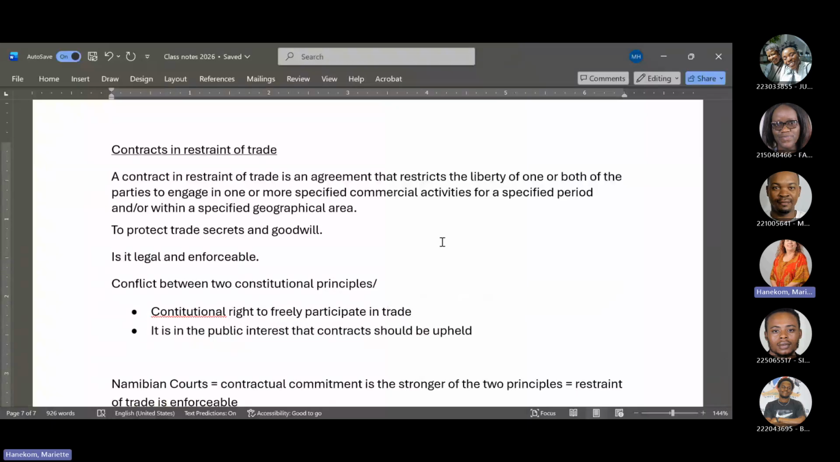A contract in restraint of trade is an agreement that restricts the liberty of one or both of the parties to engage in one or more specified commercial activities for a specified period or within a specified geographical area.